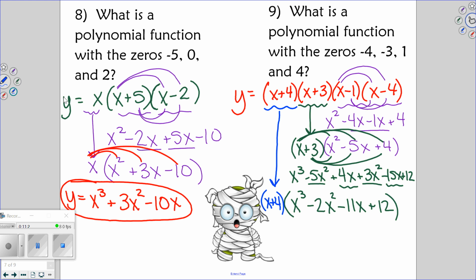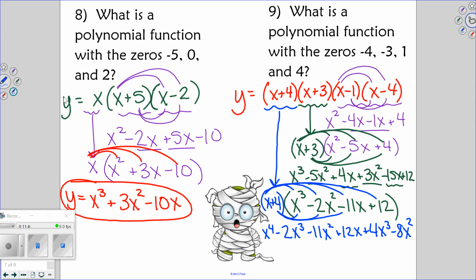It really is. So we get x to the fourth minus 2x cubed minus 11x squared plus 12x. Distribute the 4 through, plus 4x cubed minus 8x squared minus 44x plus 48. Isn't that fun?